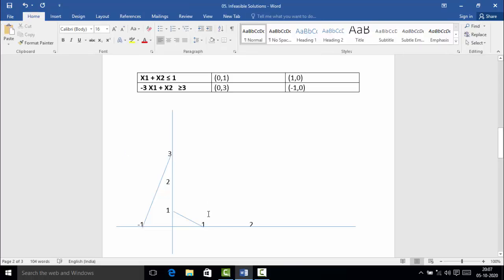Now for the first line the inequality is less than or equal to, means the feasible region is towards the origin, below the line. And for the second equation, greater than or equal to means above the line and away from the origin. Here we can say that we will not get the feasible region, because for this line the feasible region is in the downward direction, and for this line the feasible region is in the upward direction. Therefore here we will not get the common feasible region.